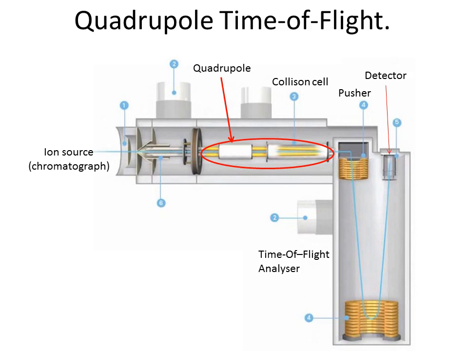The ions fly down to a reflector and are reflected back to the detector. Thus we can scan a mass range and get high resolution data.